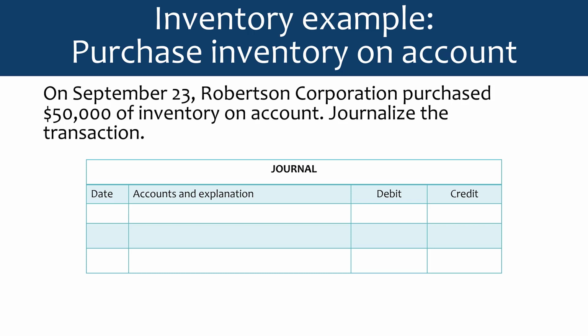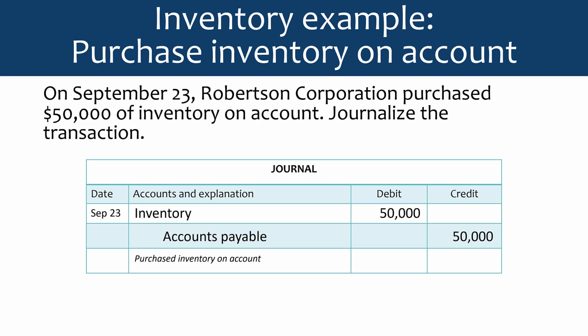We're going to go through an example of purchasing inventory on account. On September 23rd, Robertson Corporation purchased $50,000 of inventory on account. We need to journalize the transaction. First, we will enter the date for the journal entry. Next, we're going to debit inventory for the $50,000 of inventory purchased. Inventory is an asset and it's increasing, which is why we debit it. The credit will be to accounts payable because we owe the vendor for the inventory purchase. Our final step on this journal entry is to put the memo line in, and that is how you write the journal entry to purchase inventory on account.